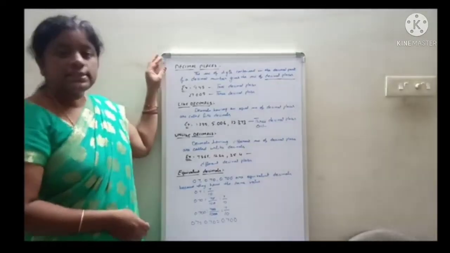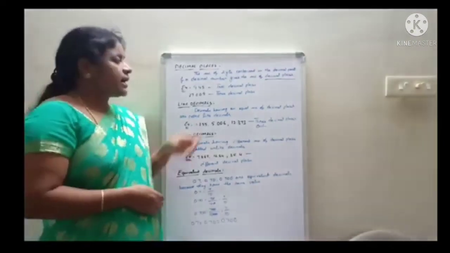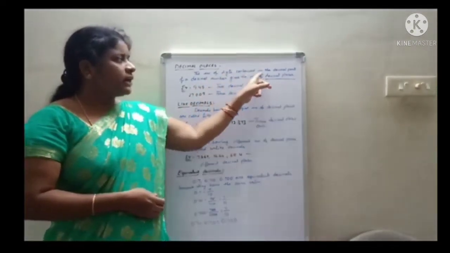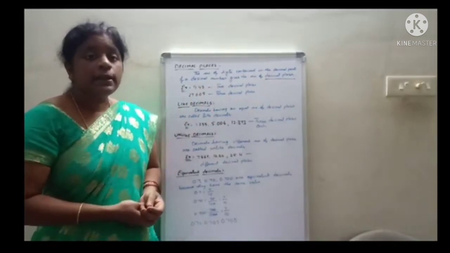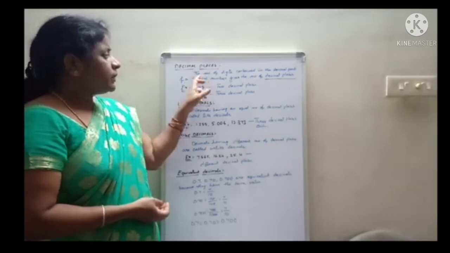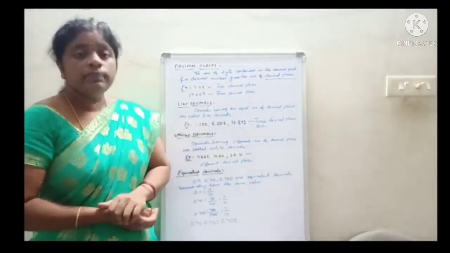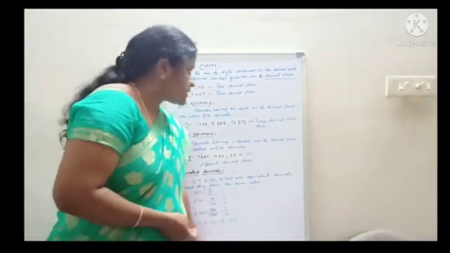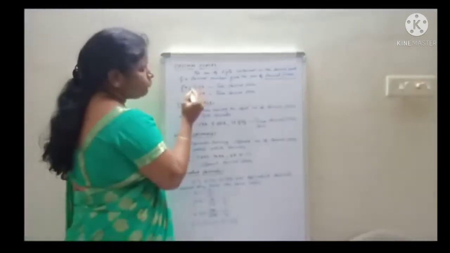Okay, the next concept is decimal places. The number of digits contained in the decimal part of a decimal number gives the number of decimal places. See here, example 9.45.